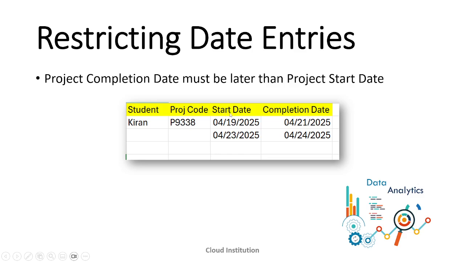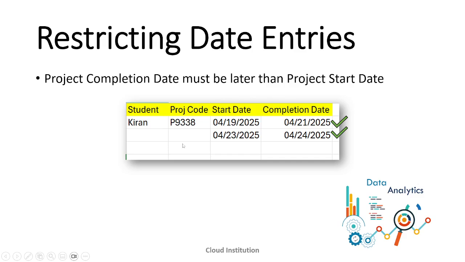Now you know that logically the completion date cannot be the same day. Just assuming that they are going to do it in some time. So here the data is actually correct, because the project started on 19th of April and it can complete on 21st of April. Again, there is another student where the project starts on 23rd of April, which can end on 24th of April, like that. So the project completion date must be later than the project start date.